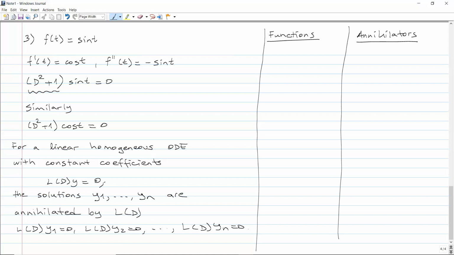Okay, so the basic solution, the function we see most in solutions, is the exponential function, e to the power at. So if you consider our example 1, the derivative is a times the function. So when you take D minus a, it annihilates the exponential function.